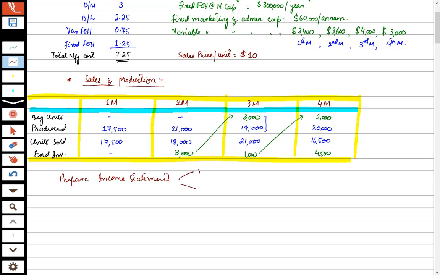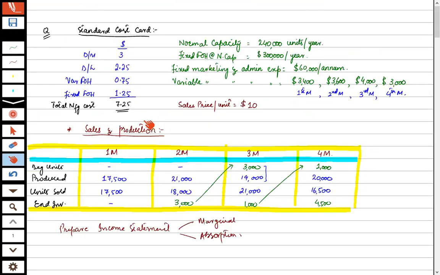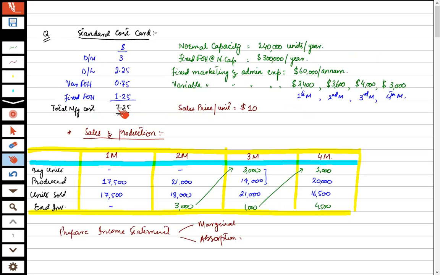On two bases: marginal costing basis and absorption costing basis. The difference is that in absorption costing, we have to take the full cost, that is total manufacturing cost would be 7.25, obviously, and in marginal costing, it will be only the variable aspect. So we will do 2 months initially for marginal and 2 months for absorption. Then we will see what our result would be.